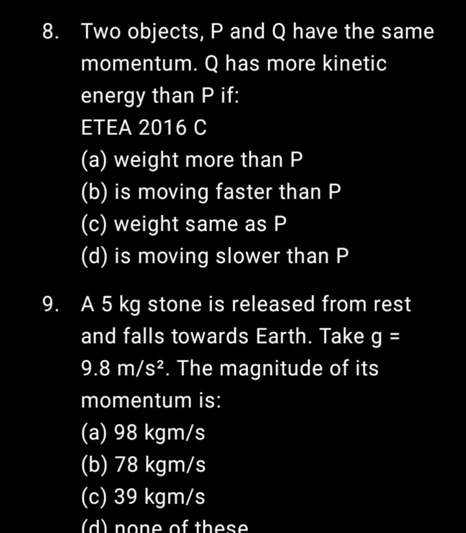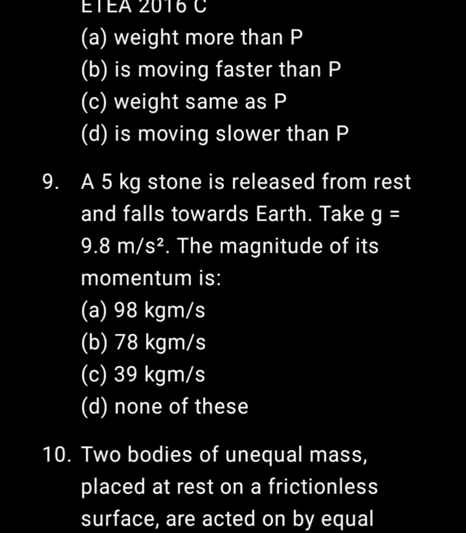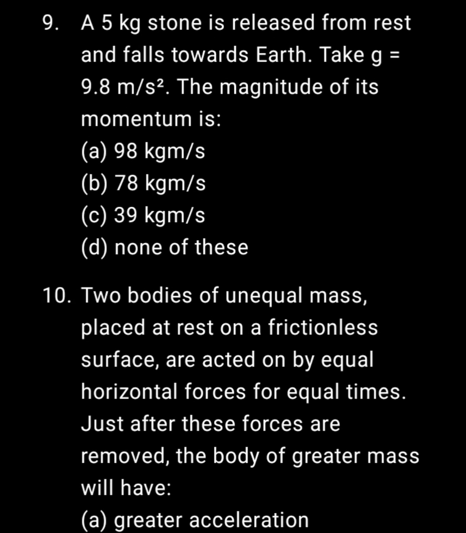9. A 5 kg stone is released from rest and falls towards Earth. Take g equals 9.8 meters per square second. The magnitude of its momentum is A. 98 kg m/s. B. 78 kg m/s. C. 39 kg m/s. D. None of these.